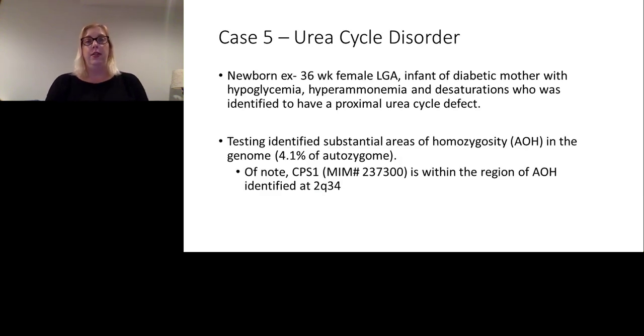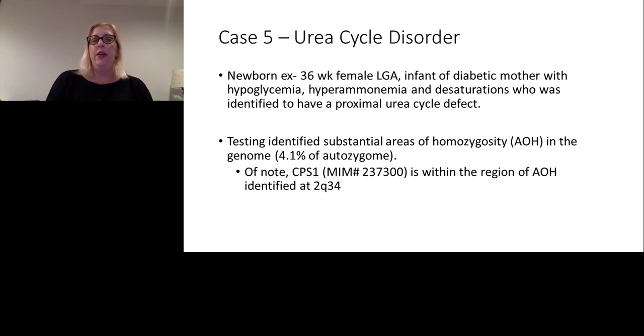The next case I'd like to share with you is a urea cycle disorder. This was a female who was born and identified to have hypoglycemia, hyperammonemia, and desaturations. And with biochemical testing was identified to have a proximal urea cycle defect. So in other words, there was a very low level of citrulline. And the differential diagnosis for urea cycle disorder with absence of citrulline includes OTC, CPS1, and NAGS.